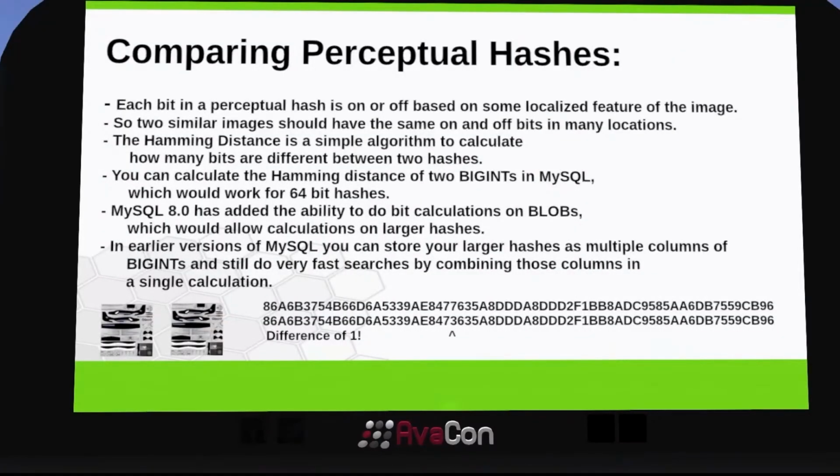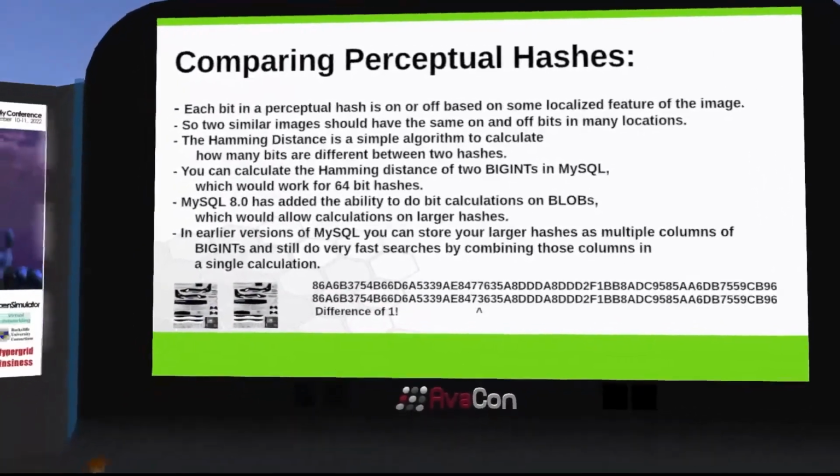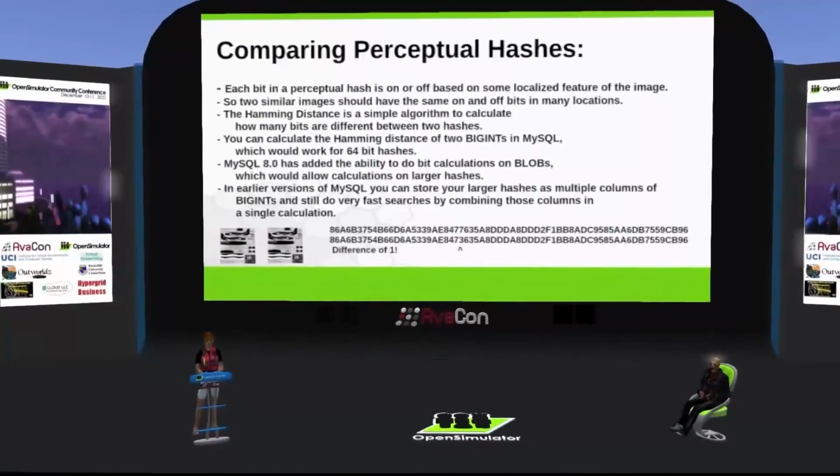So once you have two hashes where each bit in the hash has a 1 or a 0, depending on some feature in the image, you can compare them with an algorithm called the Hamming distance. And even MySQL can calculate Hamming distances between numbers. And so that means that MySQL can search huge databases very fast and find similar images.